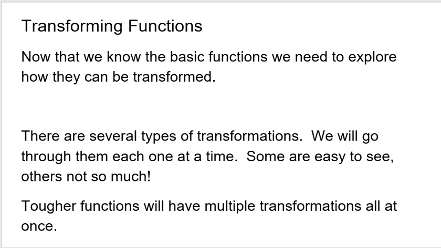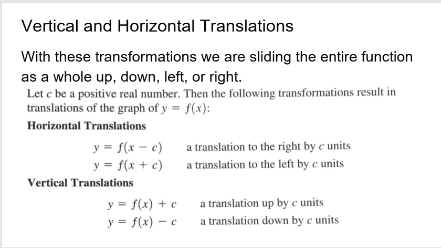Tougher functions will have multiple transformations all at once. And when you have multiple transformations all at once, things do get a little bit tricky. So it's best to look at them one at a time. And then at the end of the video, we'll put a bunch together and see if we can follow it. All right, so the first type of transformations are vertical and horizontal translations.